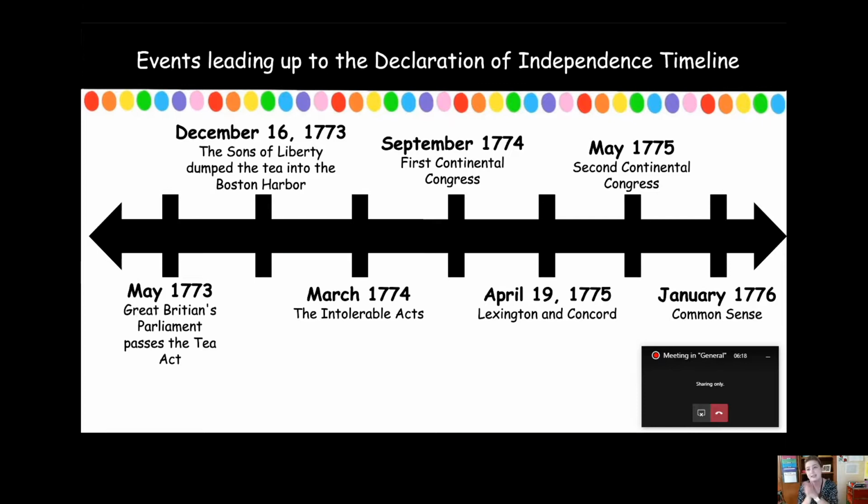So because of the Intolerable Acts, in September of 1774, the First Continental Congress met. Now, the First Continental Congress was all the 56 leaders of the 13 colonies coming together and having a big meeting to discuss what's going wrong and to figure out a plan to help the colonists. And they had ultimately decided that if you mess with one colony, you mess with them all.